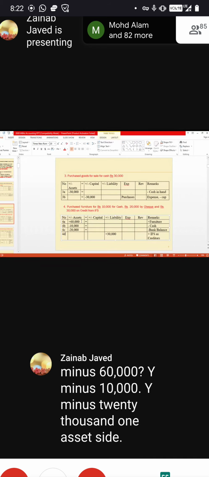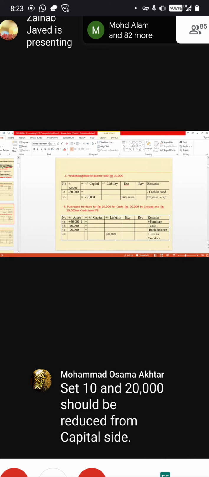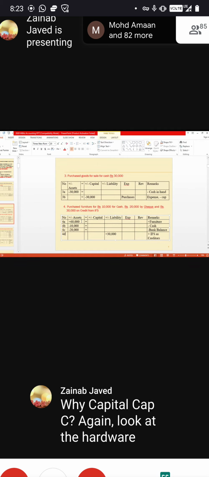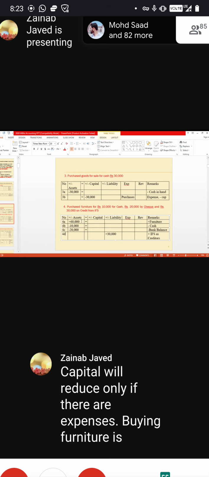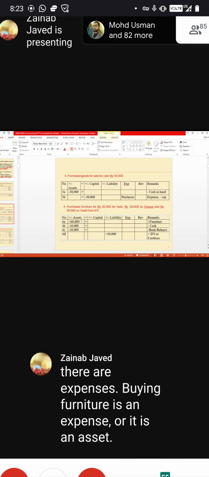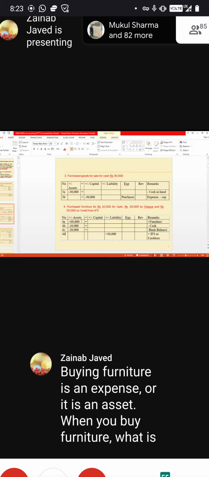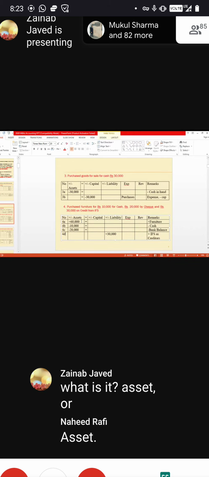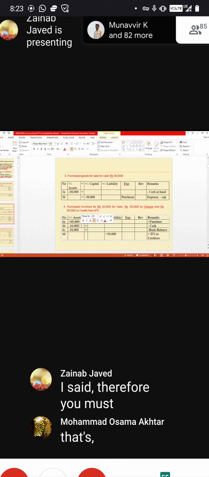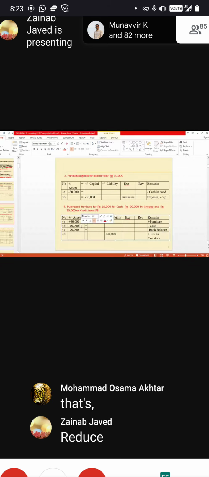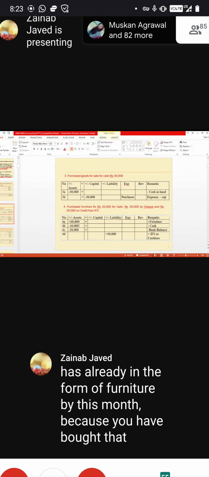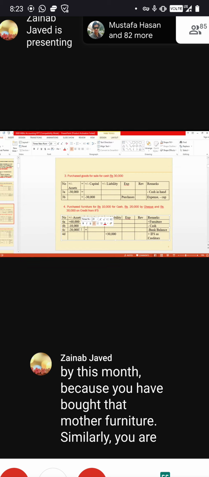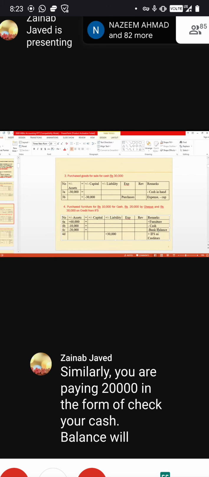Sir, 10 and 20,000 should be reduced from capital side. Why capital? See, again look at the earlier slide. Capital will reduce only if there are expenses. Buying furniture is an expense or it is an asset? When you buy furniture, what is it? Asset. Therefore your asset will reduce in the form of cash, and your asset has already increased in the form of furniture by this much, because you have bought that much of furniture. Similarly, you are paying 20,000 in the form of check, your bank balance will reduce.